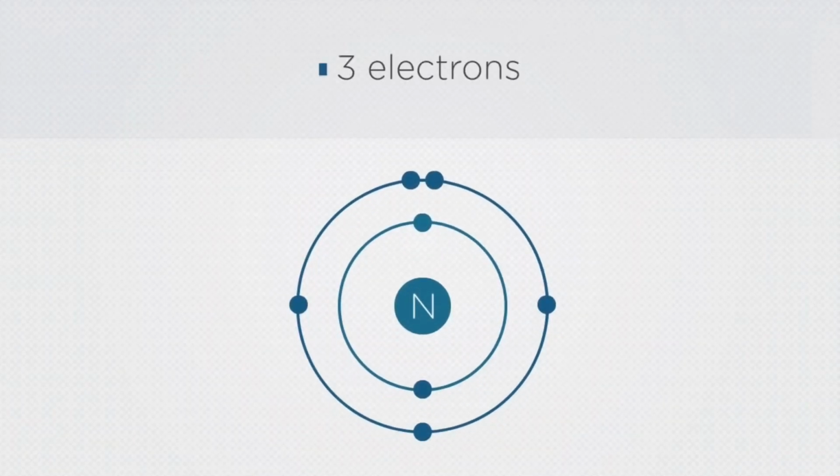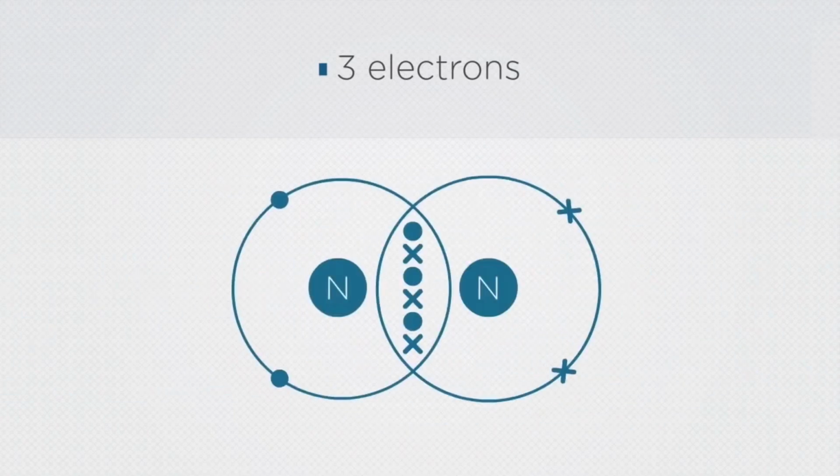If you said that 3 electrons are available to form a shared pair, you'd be correct. You should see that there are 3 shared pairs of electrons in the overlap of the shells. This is called a triple bond. You should also notice that this example fulfills the octet rule.